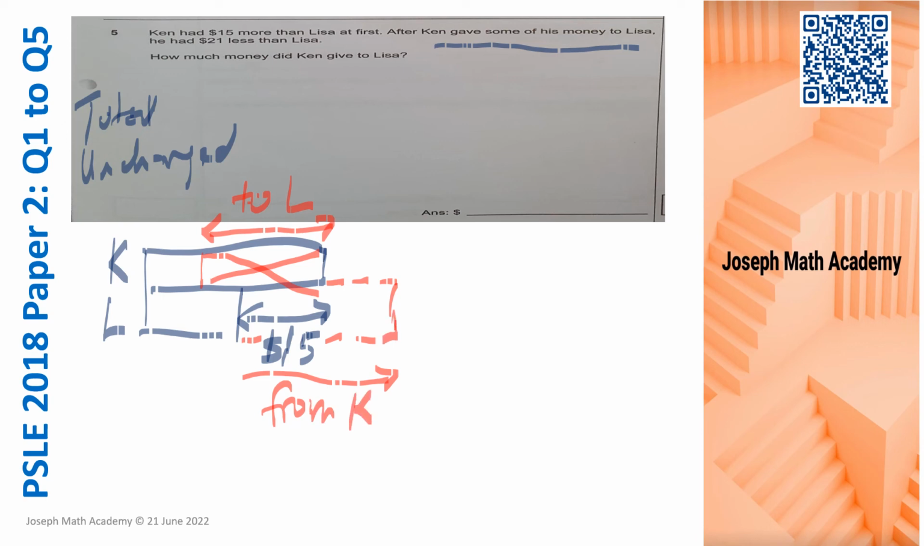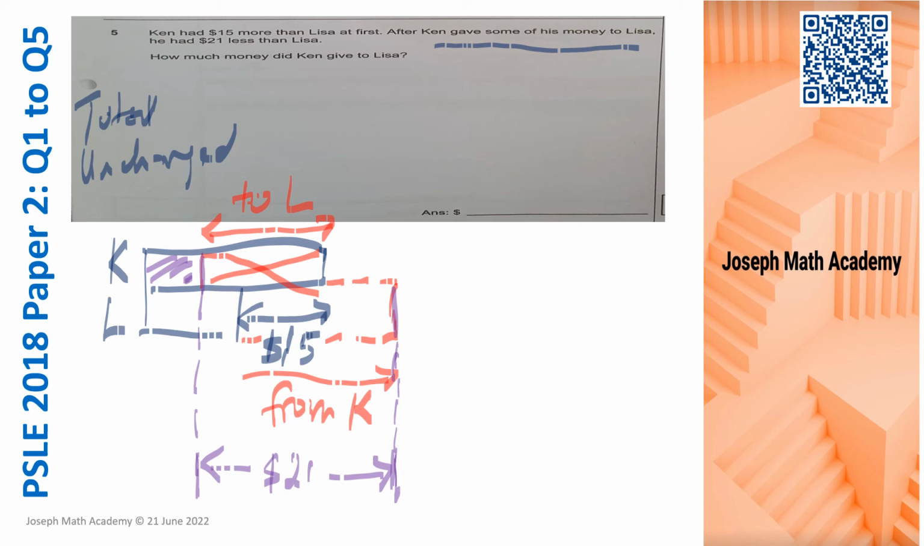Now after Lisa received from Ken, we have the final information. Ken had $21 less than Lisa. So where is this 21? This 21 is from here until here. This whole thing is $21. So Ken ends here, that's why you must start from here. And Lisa ends here, that's why you must end here. So start and end, that's your 21.